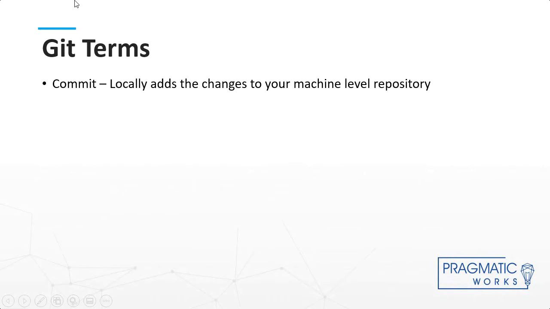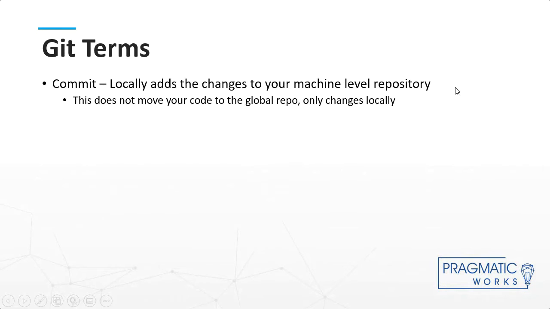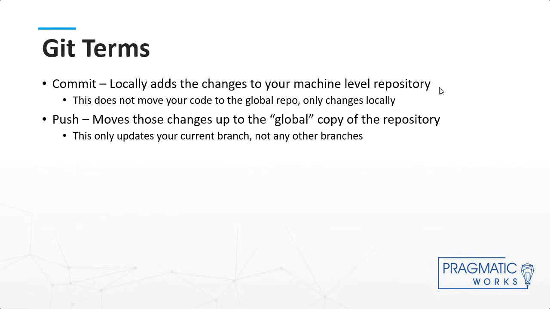And then we'll look at committing. So that's when you actually add your changes at the machine level. And then we'll talk about the different levels of that. So you can commit your changes at the machine level repository, but this doesn't move your code into that global repo. It only changes it locally. And then we'll talk about pushing, which is then moving those changes up to the global copy of that repository. This only updates the current branch you're in, not any of the other branches that you may have gotten that code from.